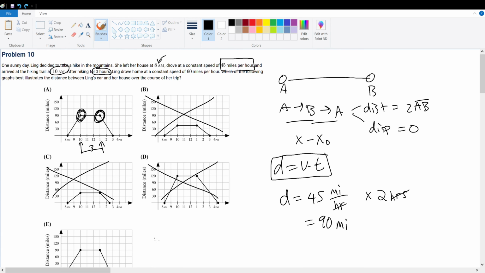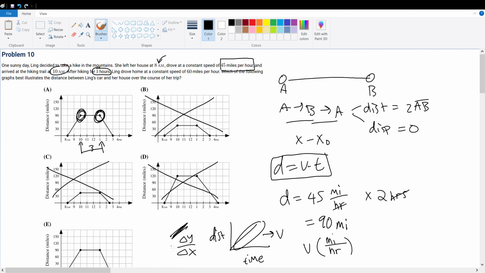So we must consider the last criteria, which is that she drove home at a constant speed of 60 miles per hour. One thing you should know is that for a distance versus time graph, where this is distance and this is time, the slope of this line corresponds to velocity. Now, why is that? The velocity always has the units of a distance over a time. And we know that the slope, by definition, is change in y over change in x. The unit of y is distance, in some form of miles, and the time must be in some form of hours, which is why the slope must give you the velocity.